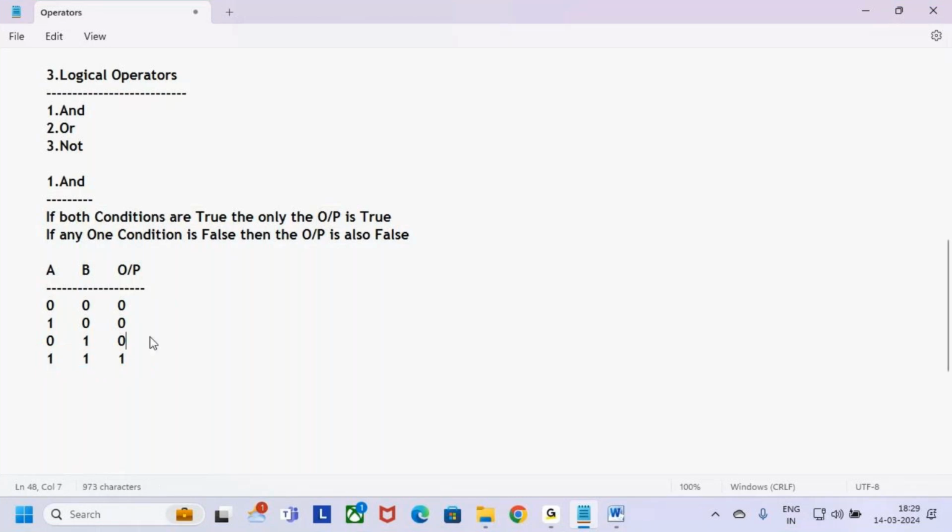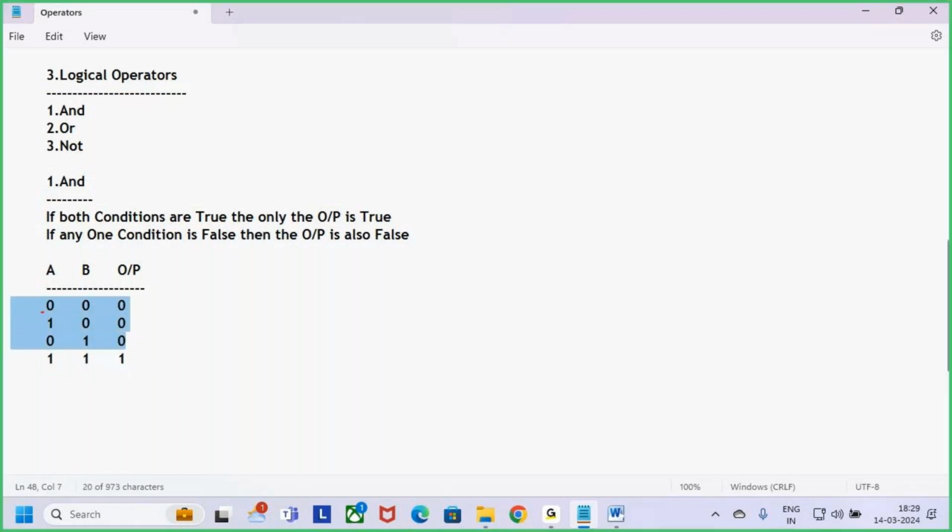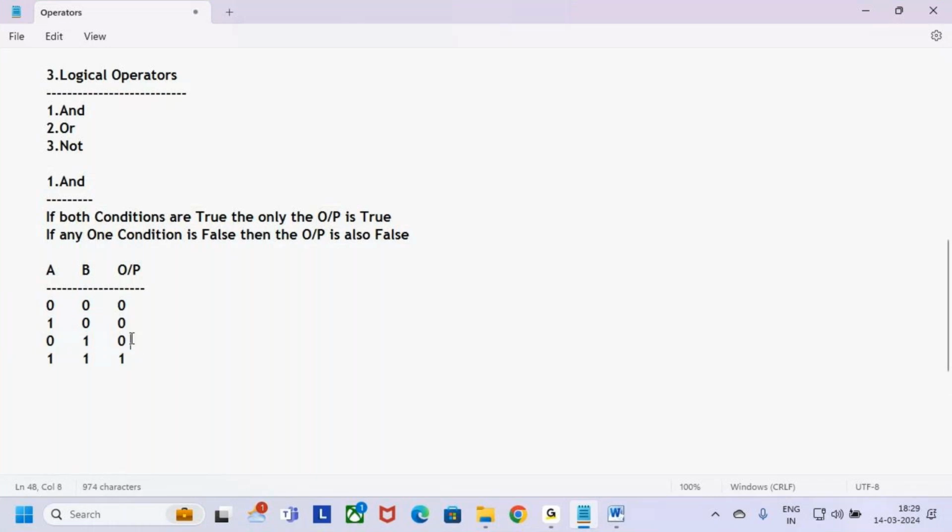So in simple, how to understand here is, in the AND operator, when we get the output as true means, whatever the conditions you are defining, if all the conditions are true, then only the output is true. Remaining cases, anywhere if one of the conditions is false, then the output is also false. So this is the functionality of the AND logical operator.